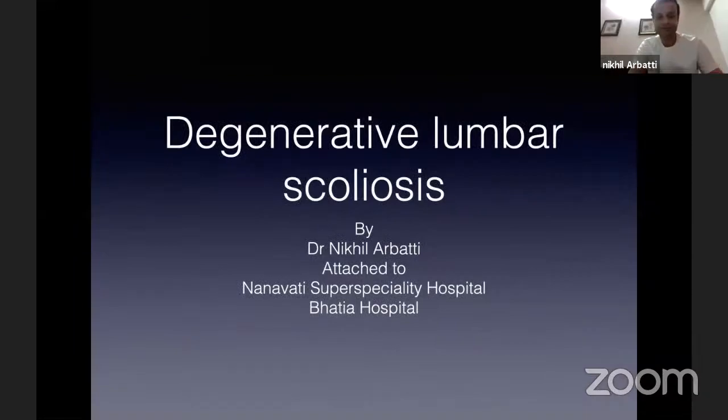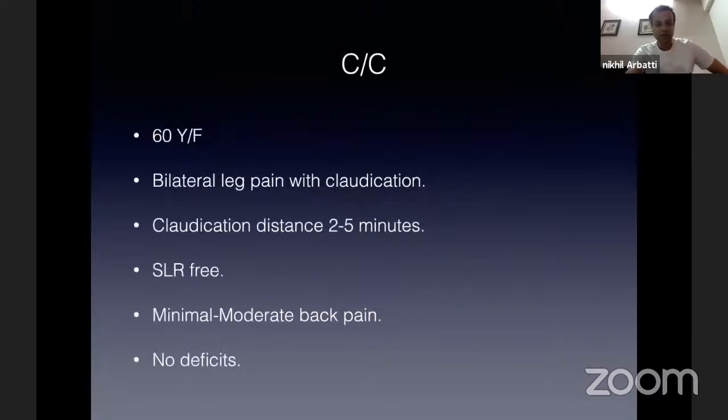Okay, morning everyone. So today's case is going to be about degenerative lumbar scoliosis. There are a lot of ways to manage a case of degenerative lumbar scoliosis, and this case is very important for me because my plan of management for this kind of condition has changed based on it. Starting with the case: a 60-year-old female presented with bilateral leg pain with claudication. The distance was about 2 to 5 minutes. On examination, the SLR was free, there was moderate back pain, and there were no neurological deficits.